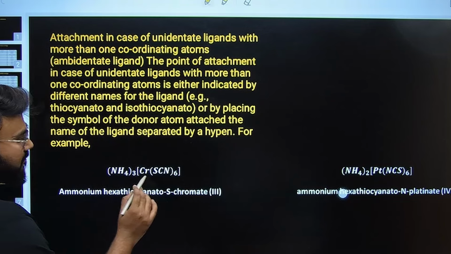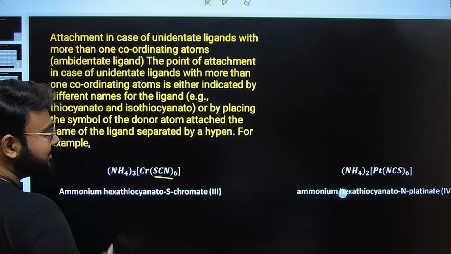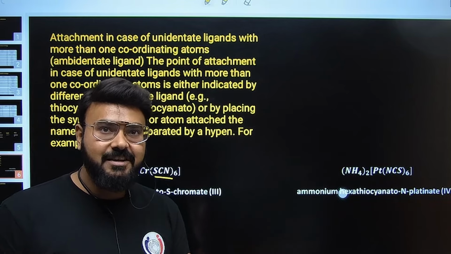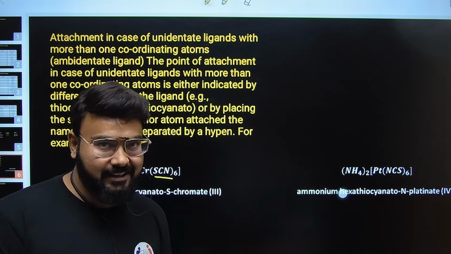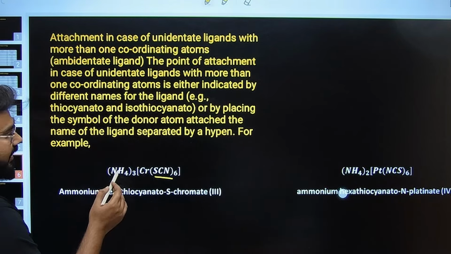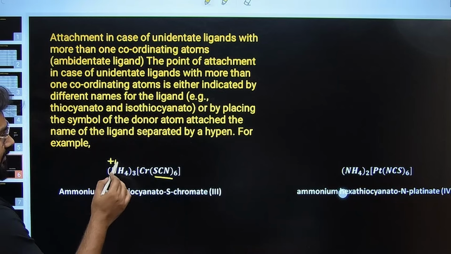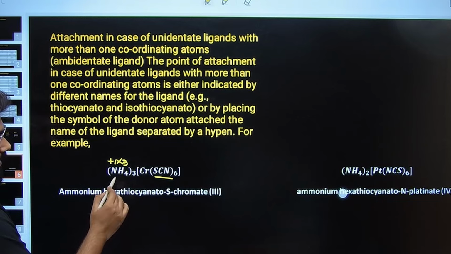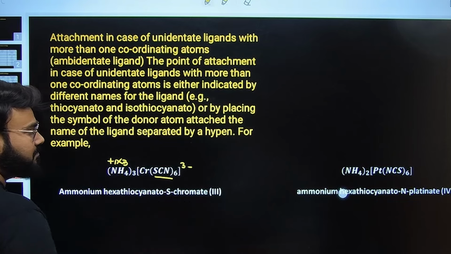First of all, remember here, when it's SCN, it is thiocyanate. When it is NCS, when N is the donor center, then it is called isothiocyanate. All right. So you can see in the ammonium ion, its oxidation number is +1, and three of them are there. So +1 into 3, total it is +3. So what will be the charge on the sphere? Equal and opposite. We will put 3 minus.